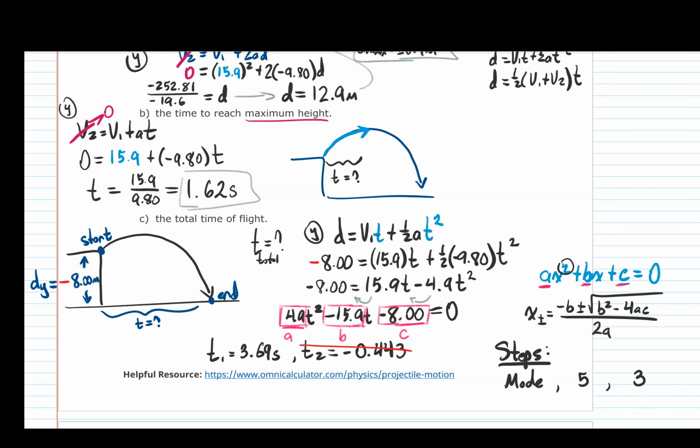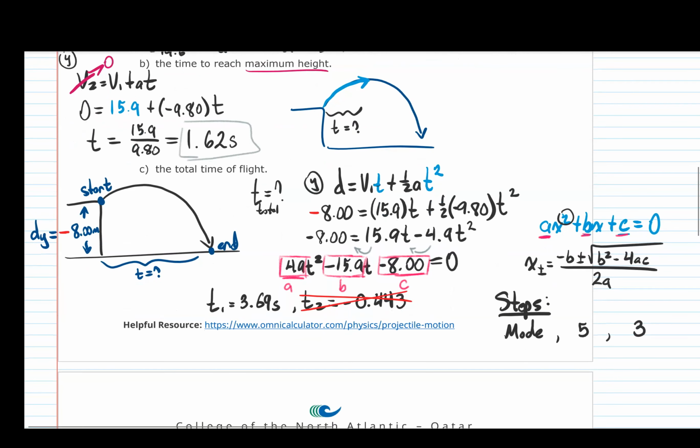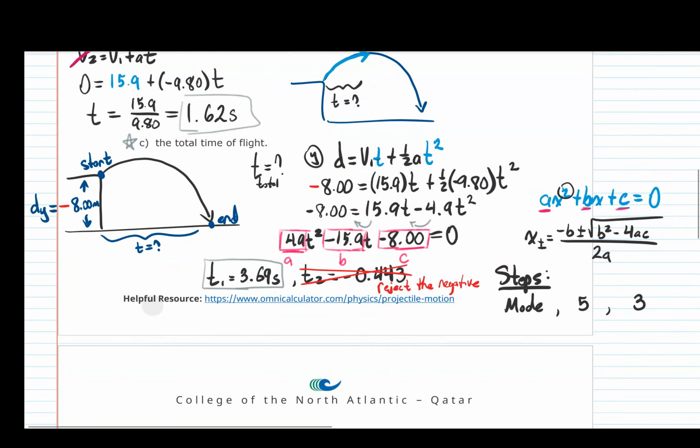You have to reject this second time because we can't go back in time. We can only go forward. Reject the negative. And so our final answer here is just going to be T1 equals 3.69 seconds in the air. All right, hopefully that's clear. If something's not clear, just go back and rewatch the video and hopefully it'll become more clear. So that's the trickiest question, I think, on the worksheet, so be careful.